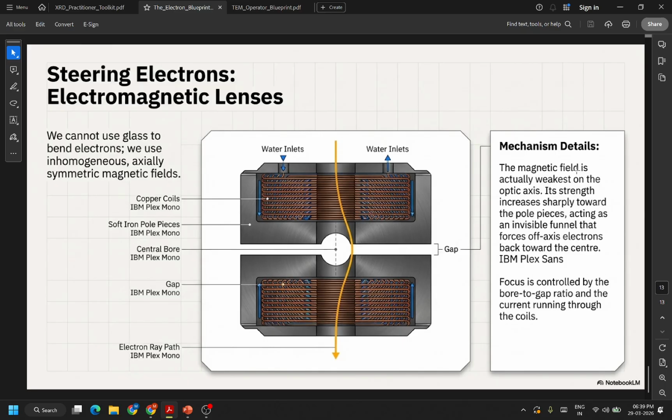So here, as we studied in SEM, we use electromagnetic lenses instead of glass lenses as in optical microscopes. So you have copper coils which act as an electromagnet, and you have water inlets and outlets for cooling down your coils. And then you have a center bore, a hollow center, where your electrons pass through.